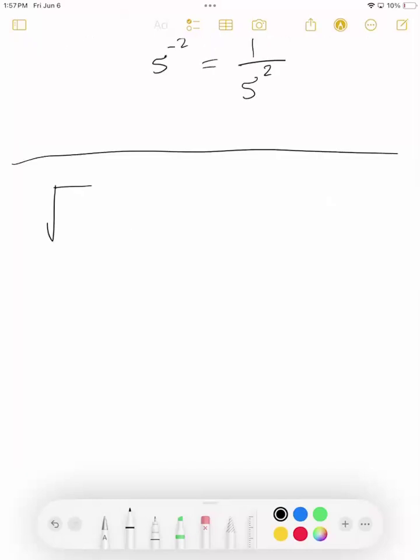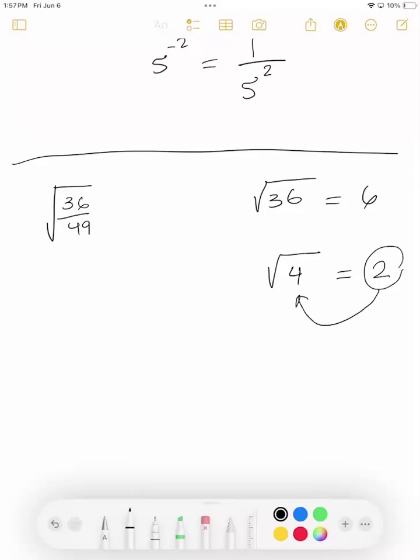There's this thing, radical. What does radical mean? Let me start with a simple example. It means what number do I multiply by itself to get 36? 6 times 6 is 36, so the answer is 6. If I say what is the square root of 4? You say what number do I multiply by itself to get 4? The answer is 2. 2 times 2 is 4. So we call 2 the root of square root of 4, or 6 is the root for square root of 36. So now that I have a fraction, I can look at it as a square root of 36 and a square root of 49, just like that.